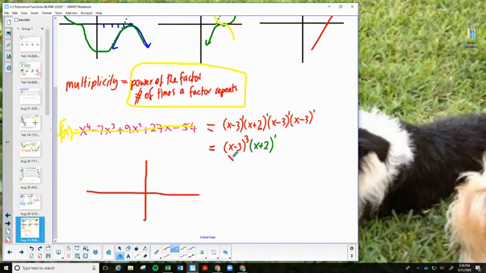At x equals 3, this multiplicity is an odd number bigger than 1, so I'm going to wiggle there. And at x is negative 2, it's got a multiplicity of 1, so it's just going to cut straight across. At negative 2, I'm going to just cut. So I put a little c to remind myself. So I don't have enough information yet to graph it.